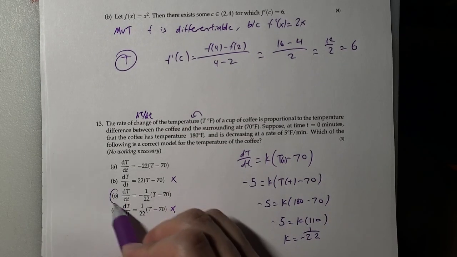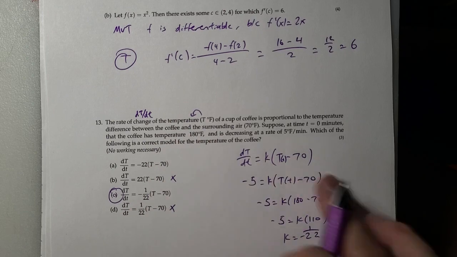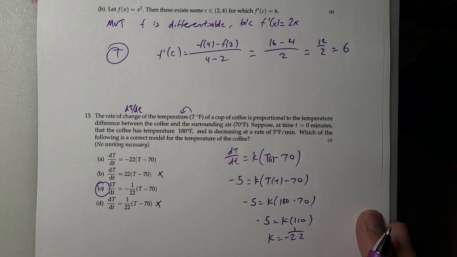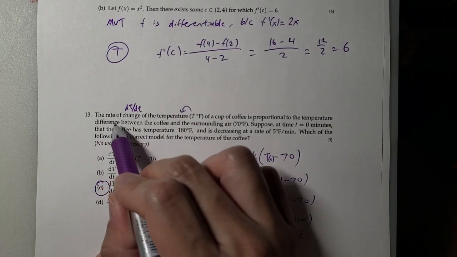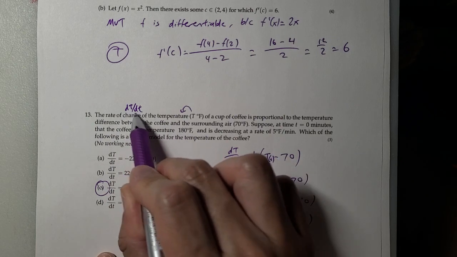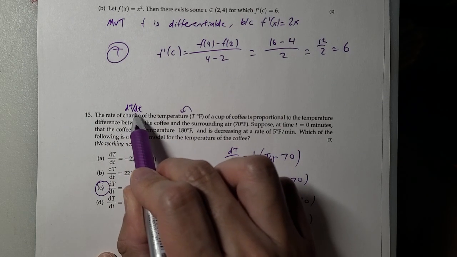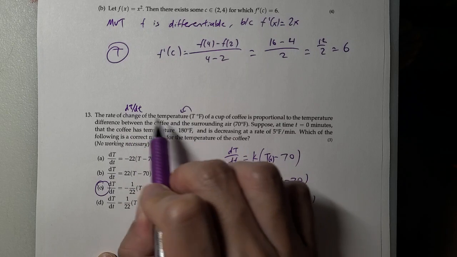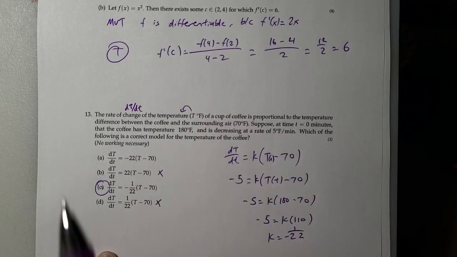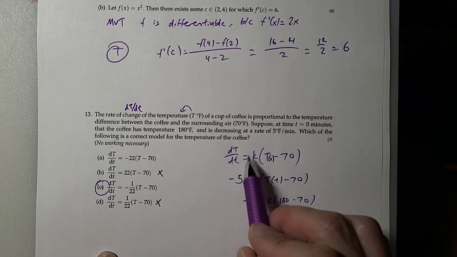So then we have C as an answer. Okay, so that's how we use that second sentence. Once again, I knew that the rate of change of the temperature, which is actually dT over dt, is not T. That's the confusing part of this wording. Whoever wrote this question did not do a good job.